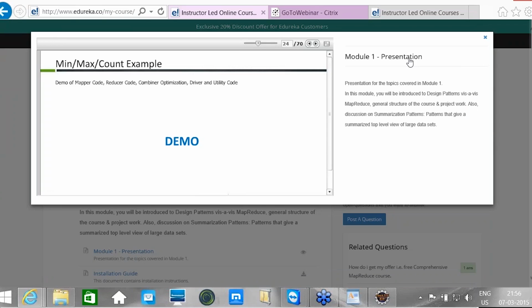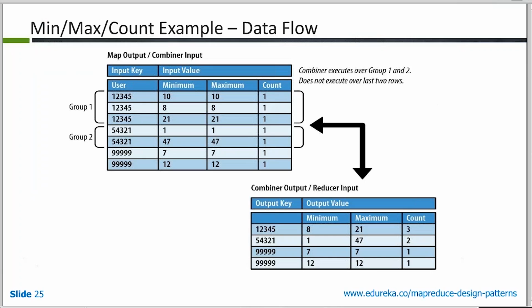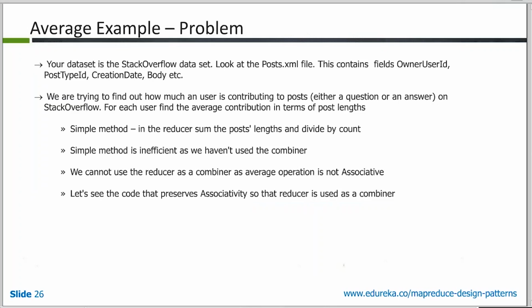Does that answer the question? We have this data set on which we are trying to figure out, for each variety of badge tags, badge types, what was the first date on which such a badge was assigned, and what was the last date on which such a badge was assigned. And we are also counting the total number of badges of that kind.